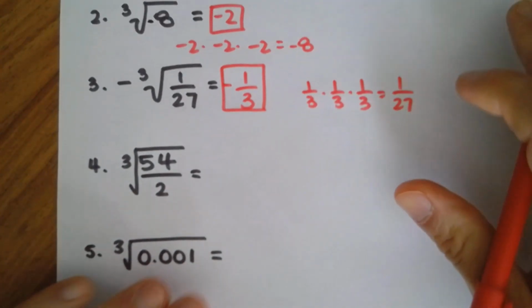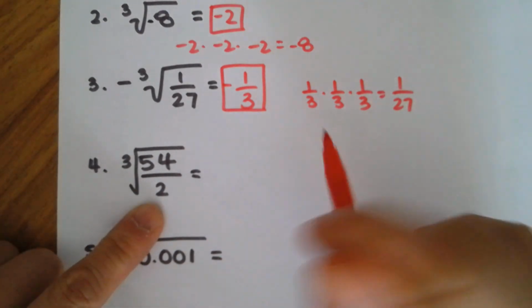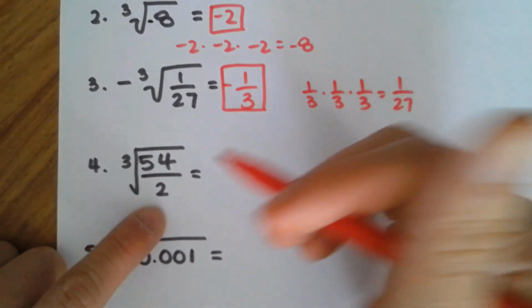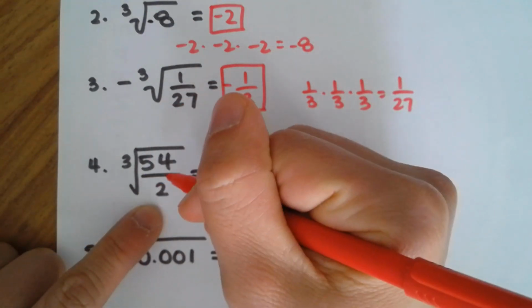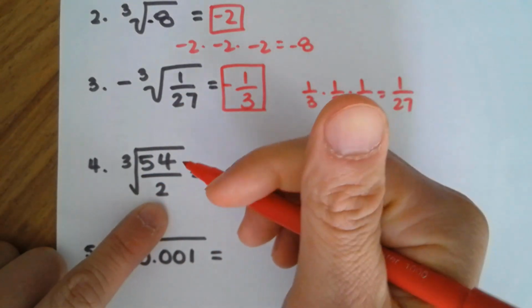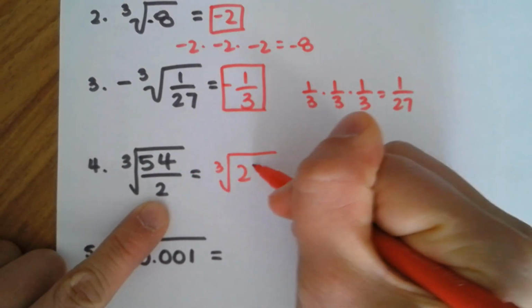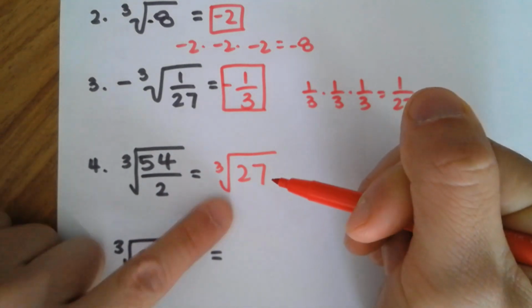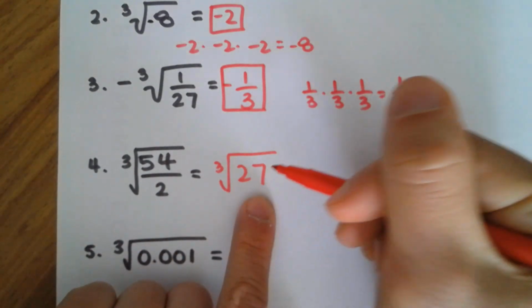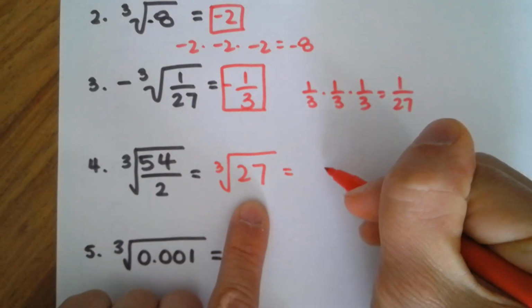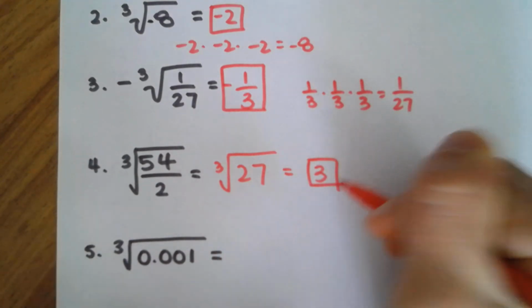Take a look at number 4. Okay, this one's weird because you're like, what? What times what gives you 2? Okay, no number. So instead, I would simplify the radicand first, the inside of the radical. So 54 divided by 2, that's going to give you 27, right? Half of 54 is 27. Okay, from here on, you can go what times what gives you 27? Oh, we just did it in the previous problem. The answer is just going to be 3. So that is your answer.